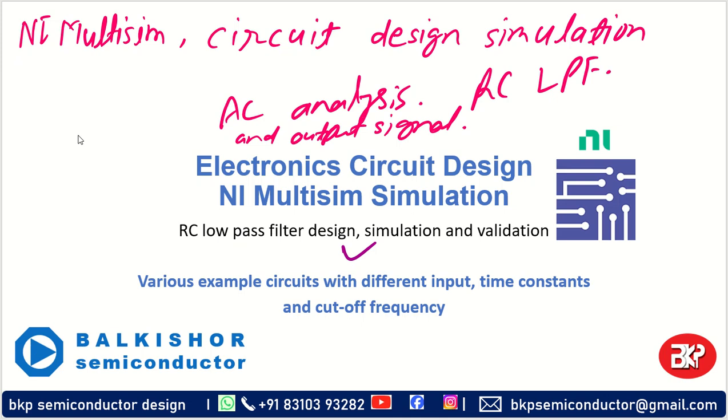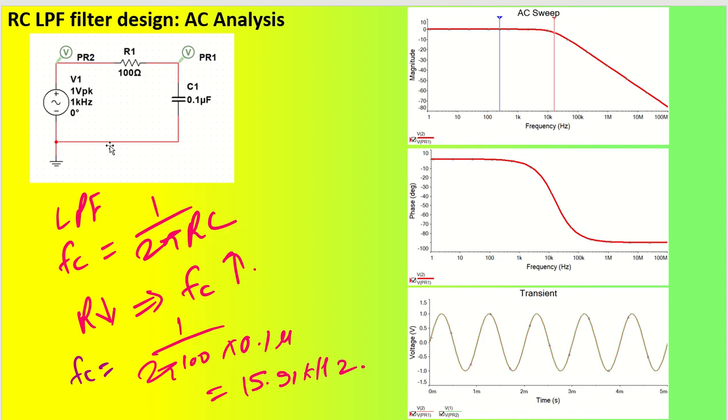Namaskar, my dear friends. Let us talk about how we can validate our low pass RC filter in our circuit. Let us say we design an RC filter, R1 and C1. With this, we will have one particular cutoff frequency FC, determined by 1 by 2 pi RC. By putting in the values of R1 and C1, we get 15.91 kilohertz.